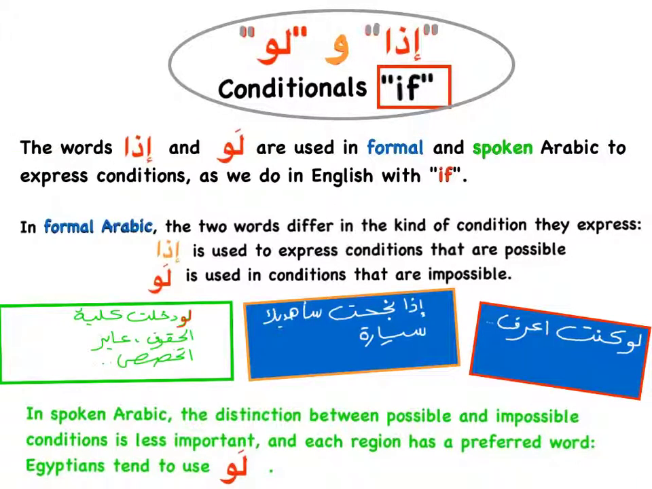And there you have it. It's easy as saying لو. The conditions in Arabic with إذا and لو, and how إذا is for possible situations, لو is for impossible in formal Arabic, but you can use لو for both in spoken Arabic, mainly Egyptian. Enjoy.